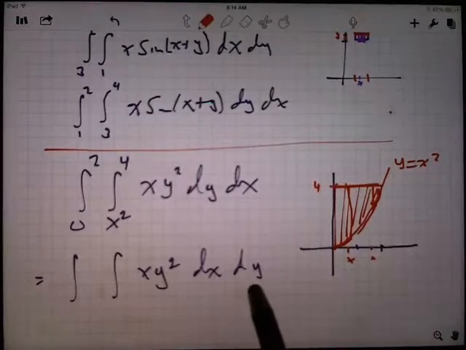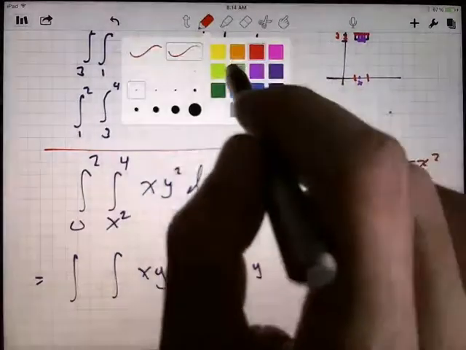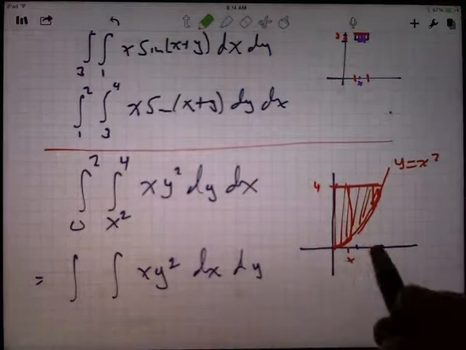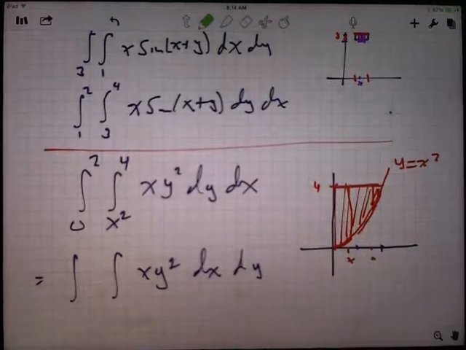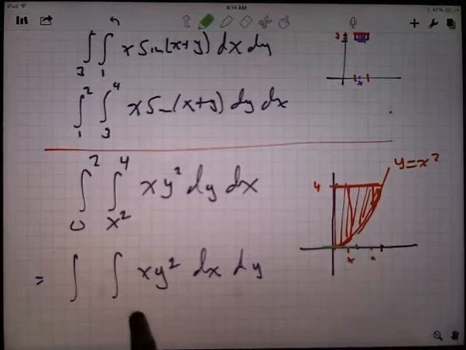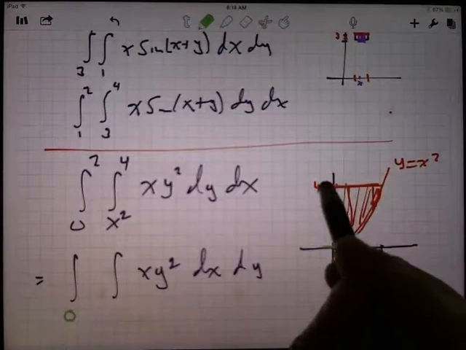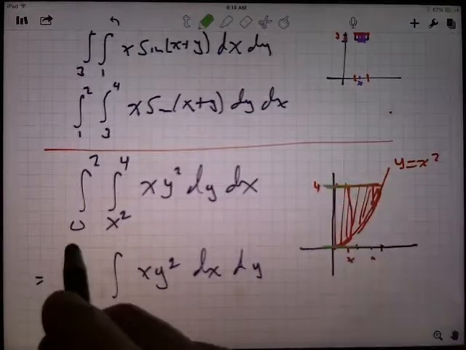Okay. So now I want to describe that same region, but do it from the point of view of y on the outside. So I need to first establish what's the lowest value of y I'm interested in, and what's the highest value of y I'm interested in. Absolute, just biggest to lowest, right? The lowest value I see is right down there at y equals 0. The highest value of y I'm interested in is up there at y equals 4.